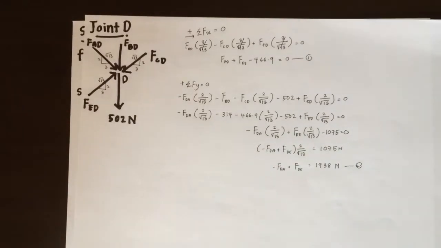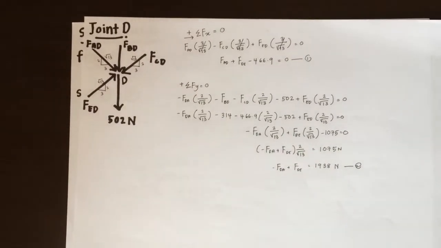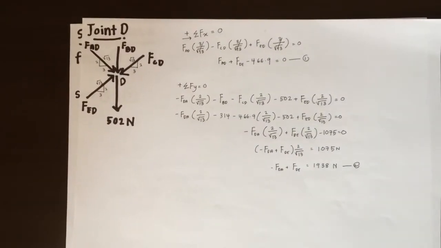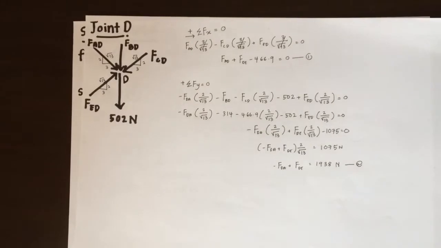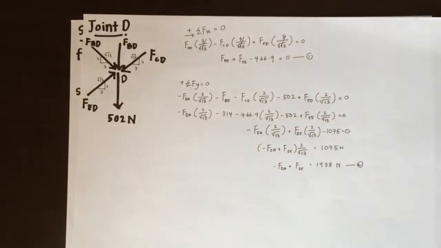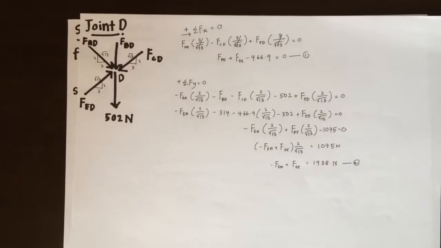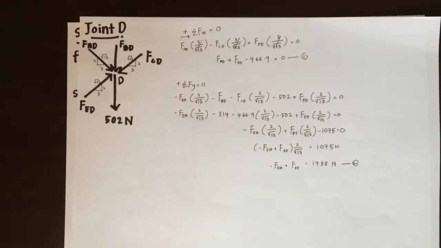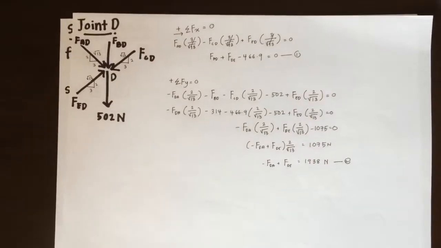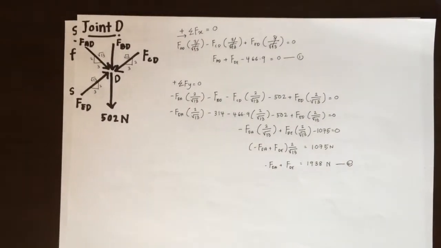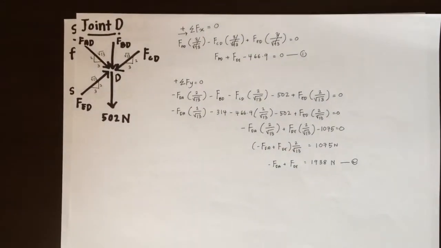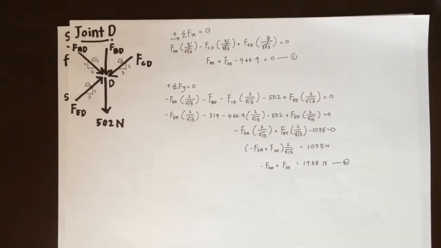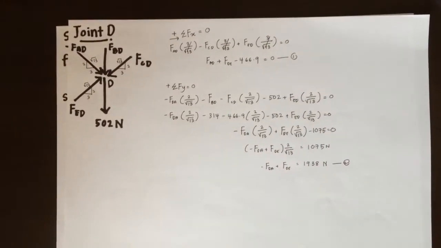The same goes to summation of Fy equals to 0. We take negative FDA times 2 over square root 13 minus FBD minus FCD times 2 over square root 13 minus 502 plus FED times 2 over square root 13. Substitute the value of FCD and FBD. Solve it, and what we are left with is minus FDA plus FDE equals to 1938 Newton for equation number 2.